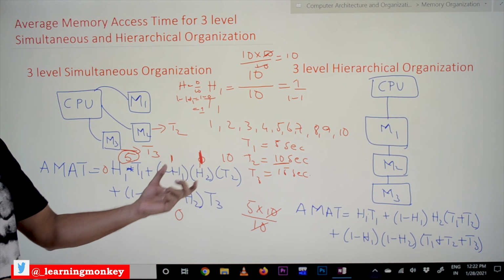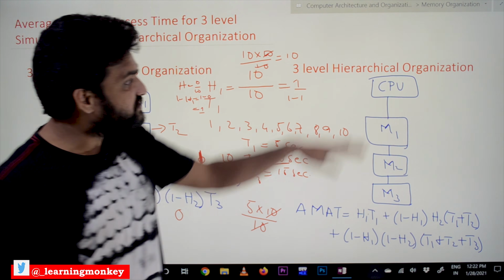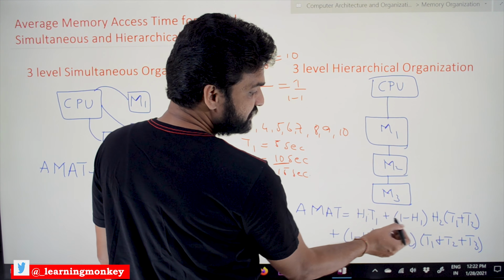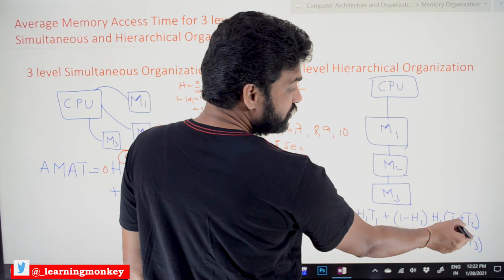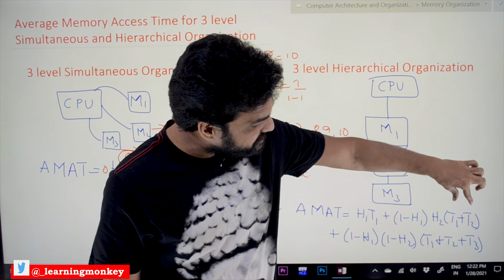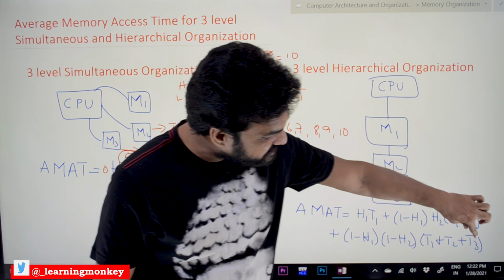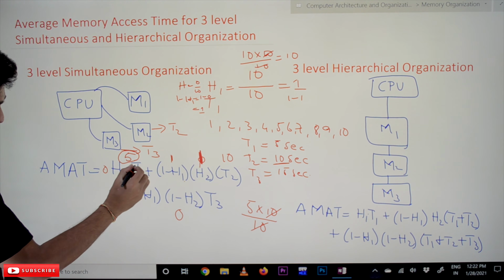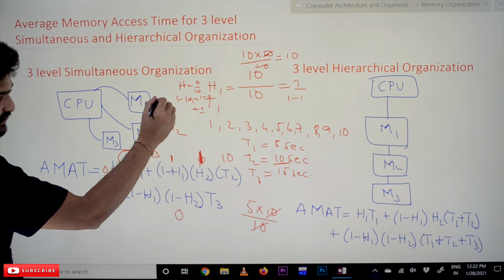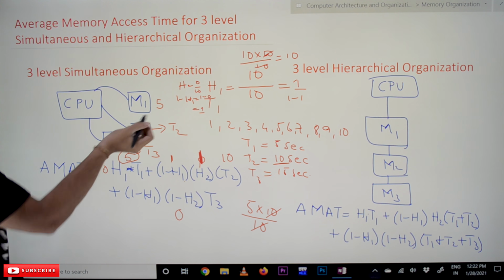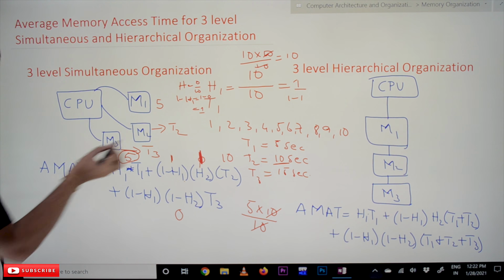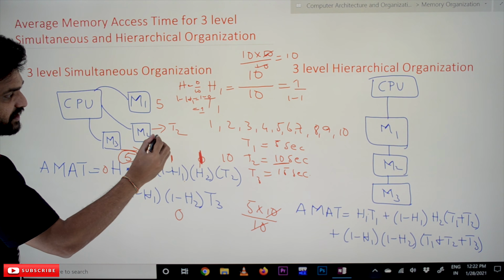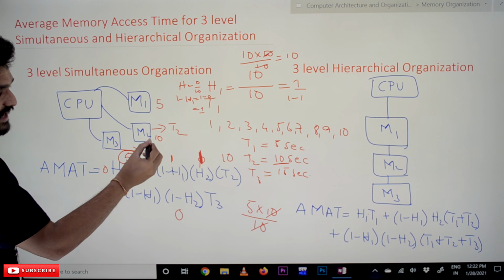I hope this helps you a lot. The average memory access time for hierarchical organization is H1 into T1 plus (1 minus H1) into H2 into (T1 plus T2), and so on. Why have we taken T1 plus T2, and T1 plus T2 plus T3? Because in the simultaneous case, whenever there is a hit in a particular memory, the time taken is 5 seconds and the remaining will not be considered.